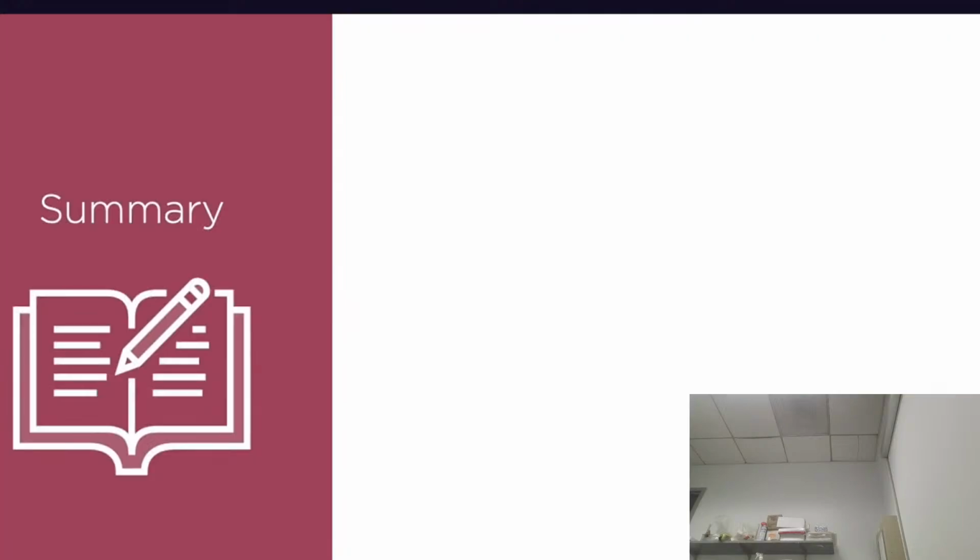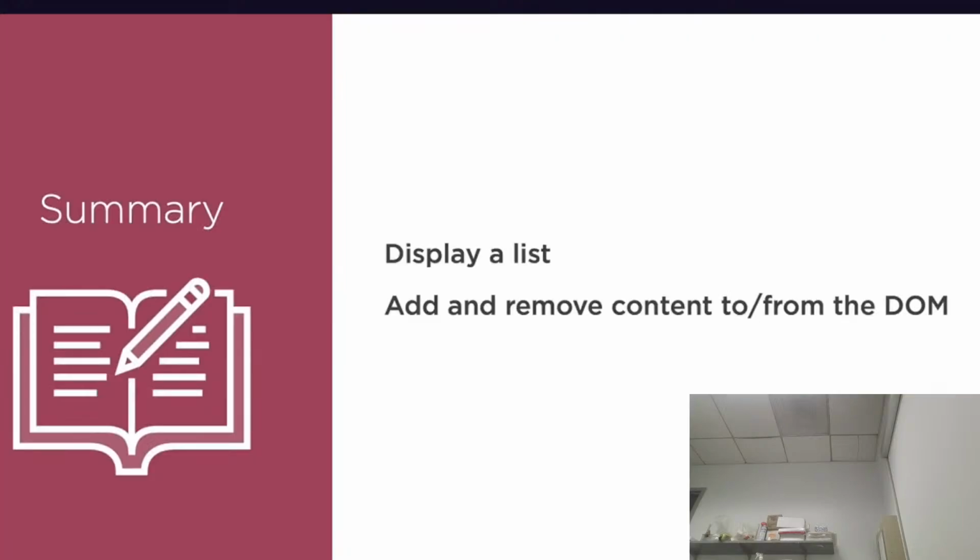So in this module, we learned how to display lists, add and remove content to and from the DOM, and we also learned how to show and hide content in the DOM with the v-for, the v-if, and the v-show.